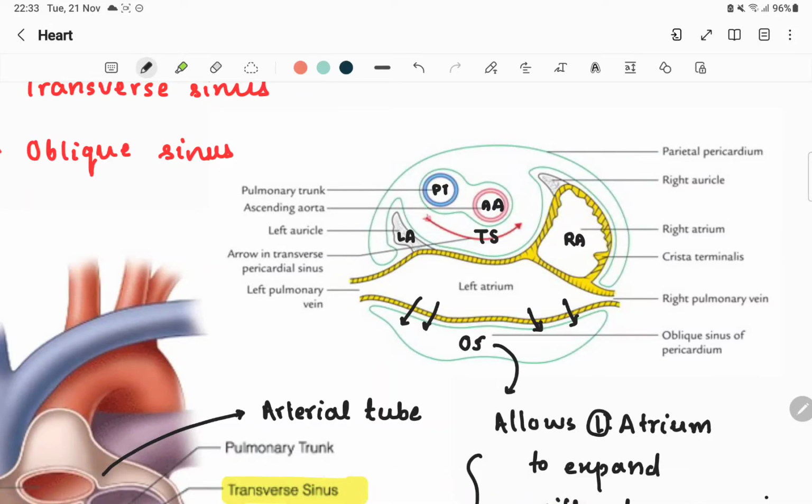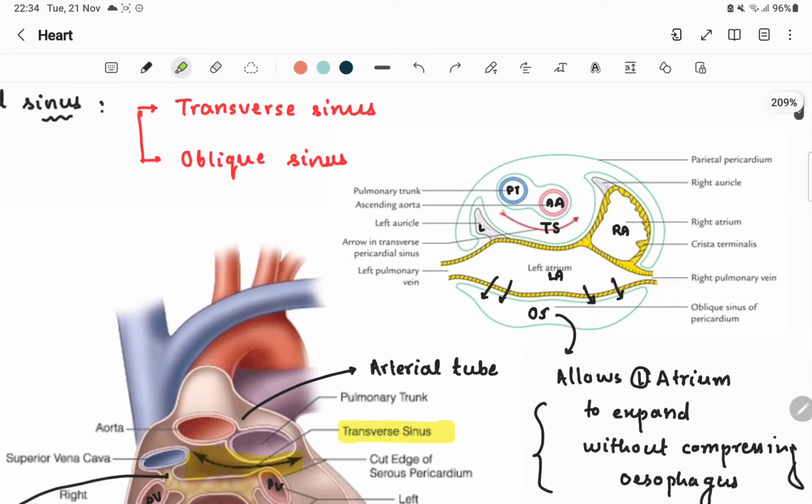here. Then left auricle, you can say, or left atrium. Left auricle is there, and the left atrium is present over here, and the right atrium and left atrium you can see. Your right ventricle is not visible, it's present posteriorly, and this is the oblique sinus of the pericardium. We have the transverse sinus, and this is the oblique sinus of the pericardium. The transverse sinus and your oblique sinus.